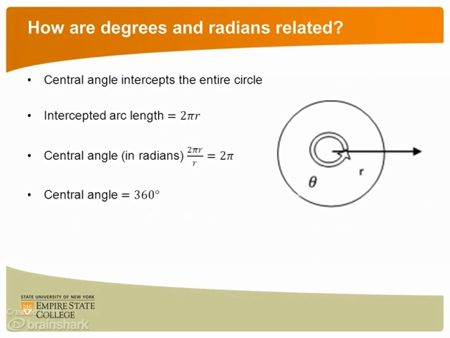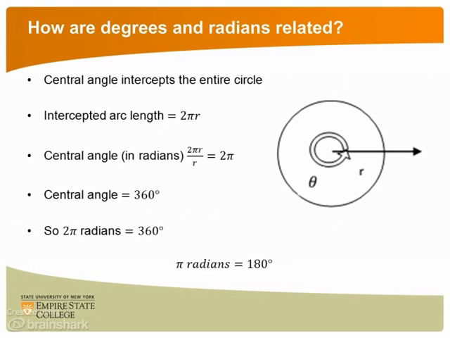If we think about the degree measure of the central angle, it completes an entire rotation around the circle. It has a measure of 360 degrees. We can set the two different methods for measuring the central angle equal to each other. We have 2 pi radians equal to 360 degrees. We can simplify this by dividing 2 into each side of the equation. This leaves us with the relationship that pi radians equals 180 degrees.